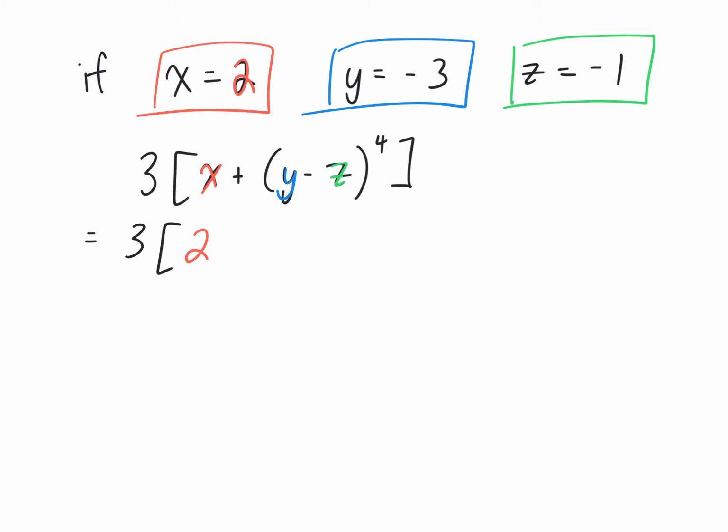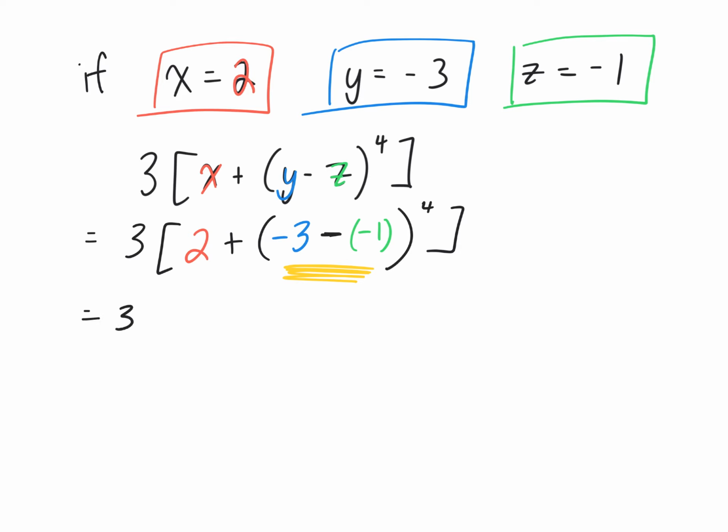Okay, so you guys can copy this as I'm doing it. Where we have a y, I'm going to write what number? -3. So it's -3 minus -1. So I'm going to put that in brackets. And it's all of this. Look here for a sec. It's all of this to the power of 4.